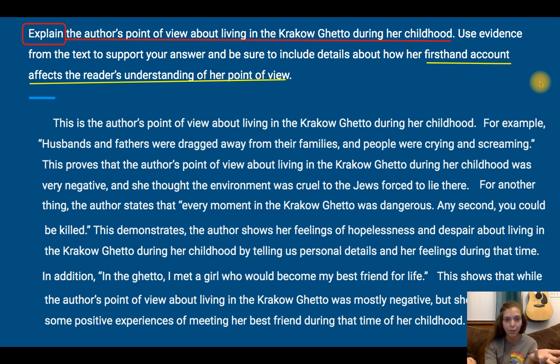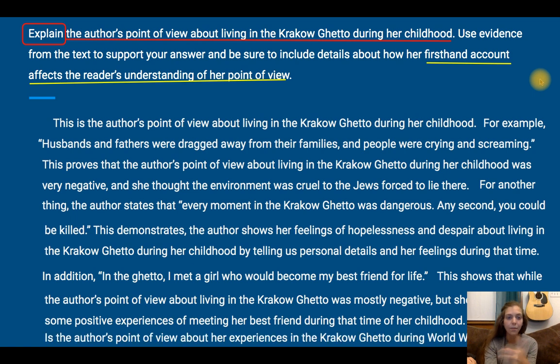Now I'm on to my conclusion. All in all, there's my transition. I'm going to restate, but in a little bit of a different words. All in all, this is the author's point of view about her experiences in the Krakow ghetto during World War II. Right? Just a little bit of different words.